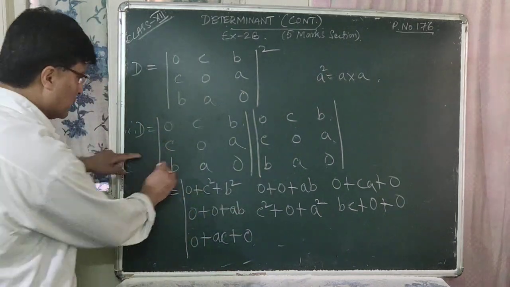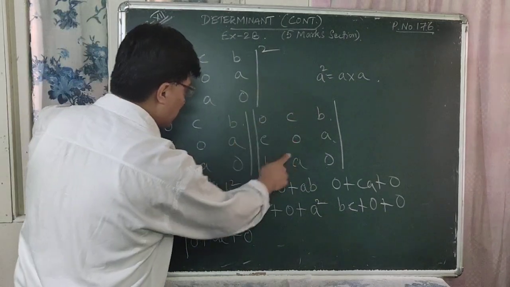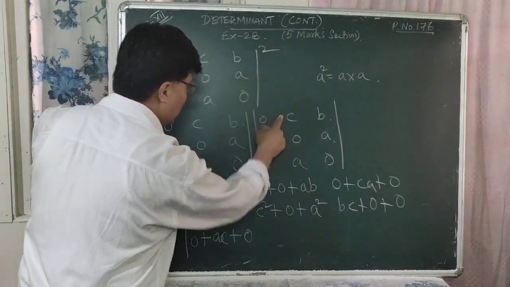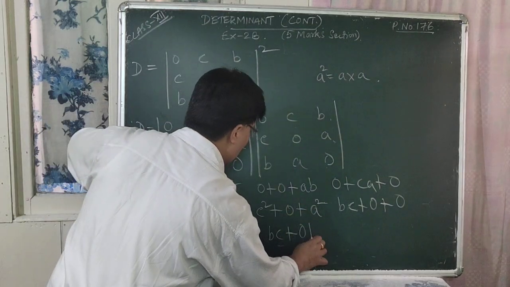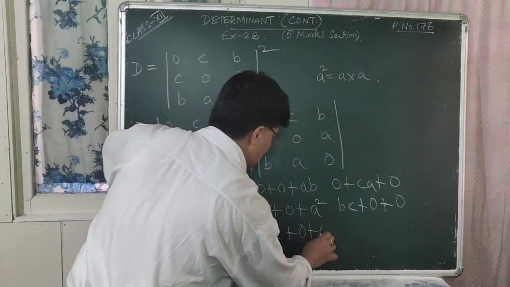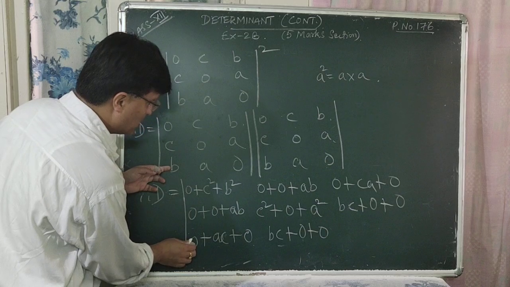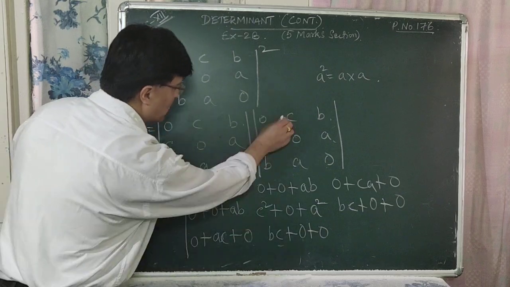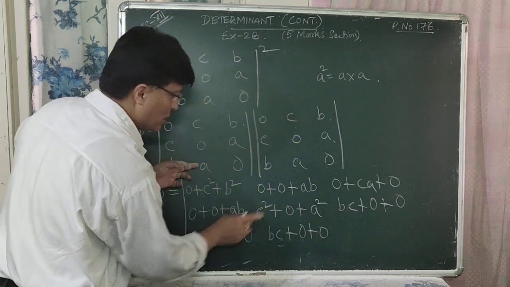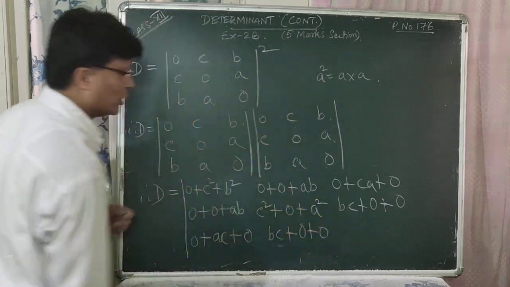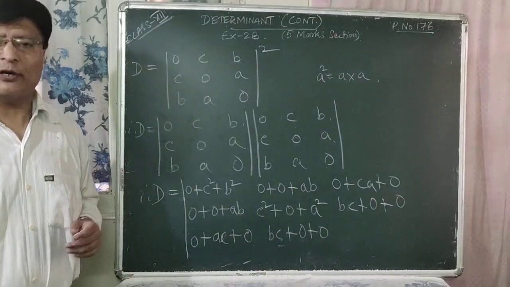Right? Again, this third row should be multiplied by second column. Corresponding elements should be multiplied. b into c, bc plus a into 0, 0 plus 0 into a is 0. Right? b into c, first element into first element, that is bc, plus second element into second element, that is 0, plus third element into third element is equal to 0. Right? So this is the second element of the third row.